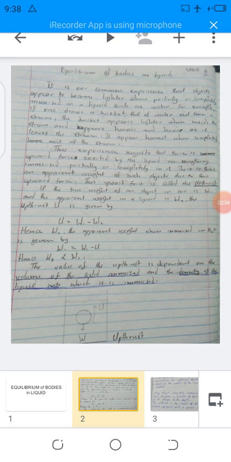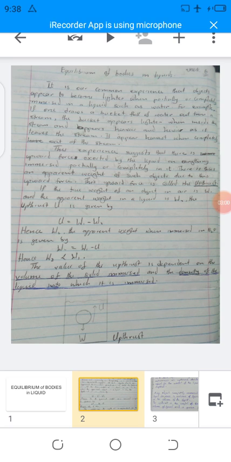Hence, W2, the apparent weight when immersed in the water, is given by W2 = W1 - U, where U is the upthrust and W1 is the weight in air. Hence, W2 is less than W1. The apparent weight is always less than the real weight of the object. The value of the upthrust depends on the volume of the solid immersed and the density of the liquid.